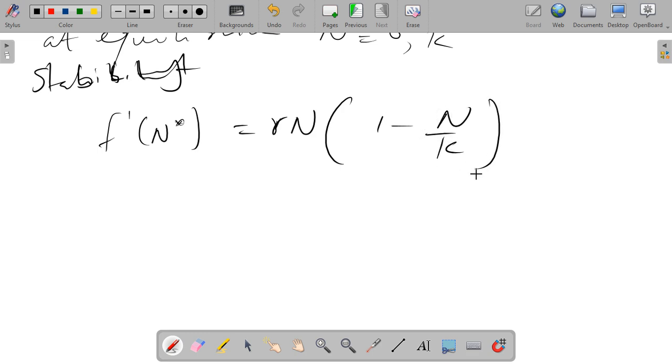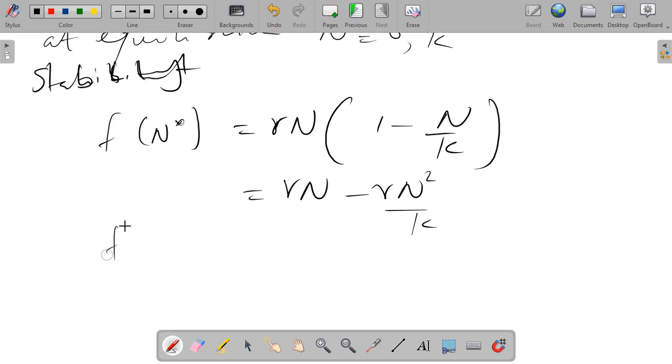Now we open the bracket. If we open the bracket, we are going to have rN minus rN squared over K. So let this be our function. No, this is the main function we are given, not its derivative. So we can now find its derivative.